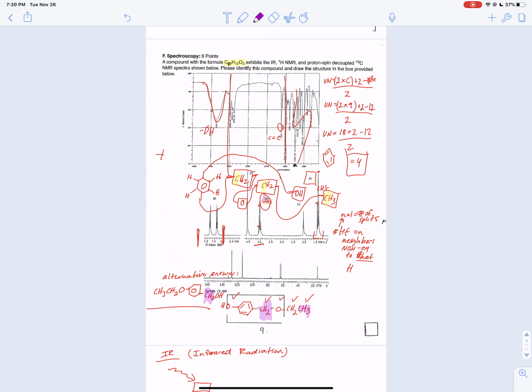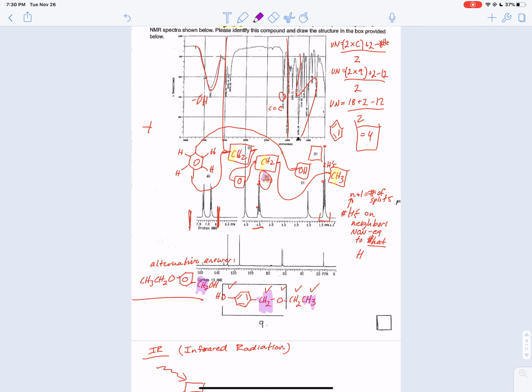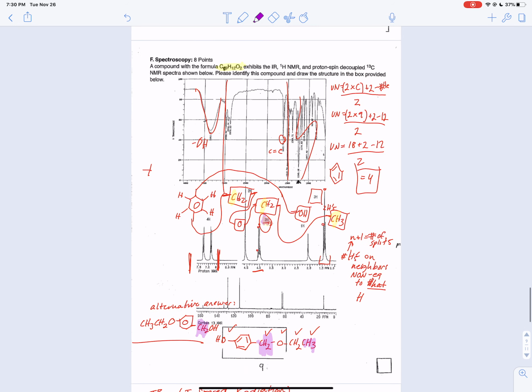So the benzene ring, yeah, there is a ring current in the benzene as well, but it does actually de-shielding. Yes, or does it? Yes. Okay.